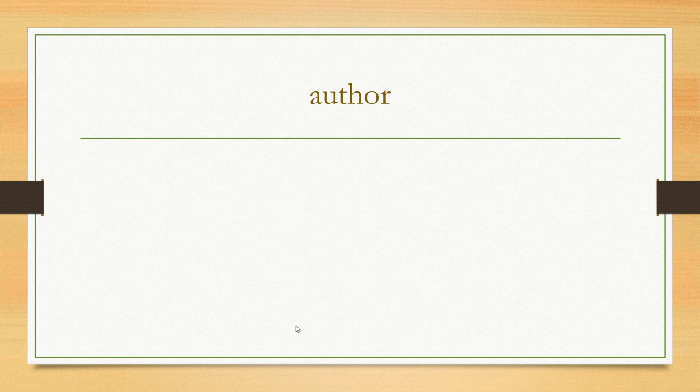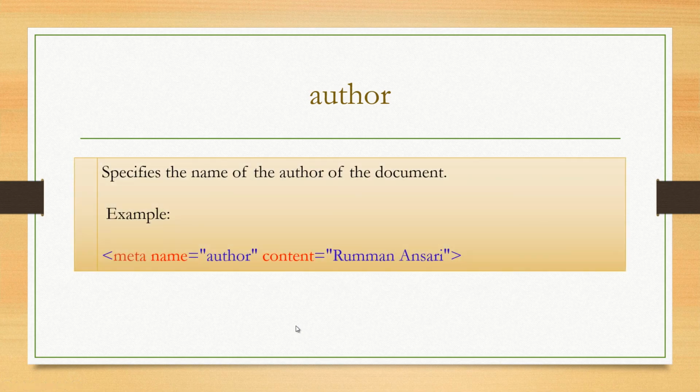So now we'll talk about the author. We are using the author meta tag to specify the name of the author for the document. Document means that HTML page. To specify the author, we have to use the meta tag this way. We have to specify the meta, then name, and the author name.